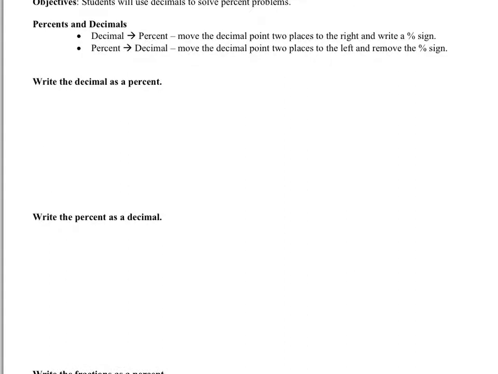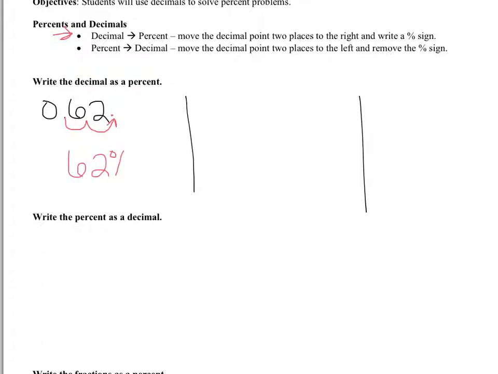So I have 3 examples. In this first section, I want to write the decimal as a percent. So we are going to use this first rule up here. On all of these, we're going to be expecting to move the decimal 2 places to the right and write a percent sign. So if I have 62 hundredths, if I want to write this as a percent, it tells me I'm going to move my decimal over 2 places and I'm going to add a percent sign. So 62 hundredths as a percent is 62%.